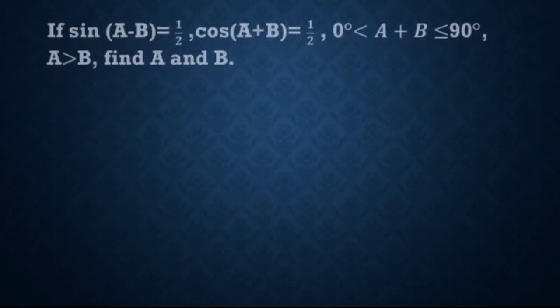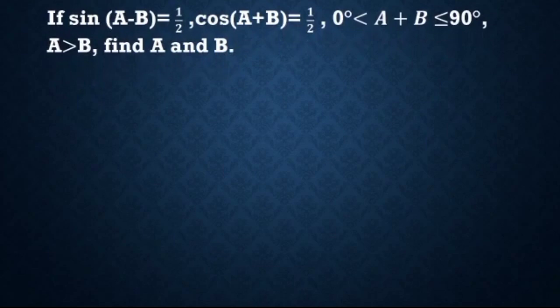If sin(a minus b) equals 1 by 2, cos(a plus b) equals 1 by 2, 0 degrees is less than a plus b is less than or equal to 90 degrees, then a is greater than b. Find a and b. Solution.